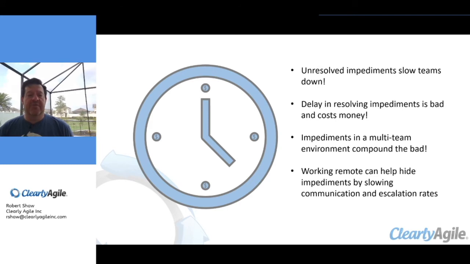At its most general, impediments equal delay, and delay is bad, and it ultimately costs money. Those delays cost us time and cost us money. When you look at impediments on multiple teams, there is a good chance that some of them may also impact other teams, and they compound the bad. Then you factor in working remotely, and that adds an additional layer of complexity, because working remotely can often hide impediments by slowing down the communication channels and the escalation rates, just because we lose the in-person communication that tends to happen when we work together in an office.